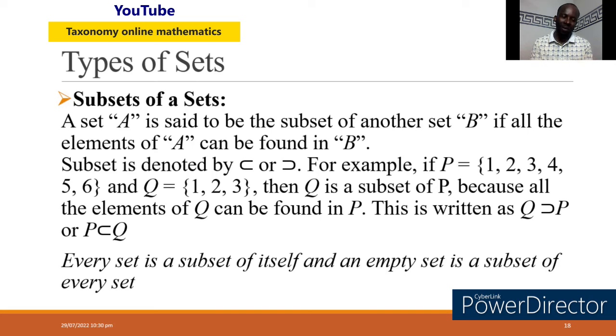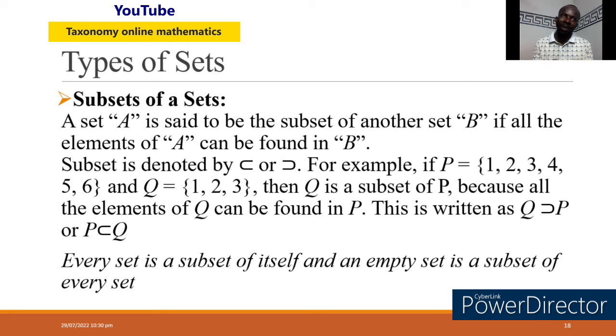Then subset. As the word sub means part, so part of a set. Set A is said to be a subset of another set B if all the elements of set A can be found in set B. If all the elements, it is not in all cases. If you see that all the elements of set A are in set B and all the elements in set B are in set A, we call it a proper subset.